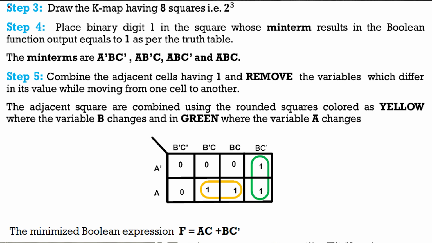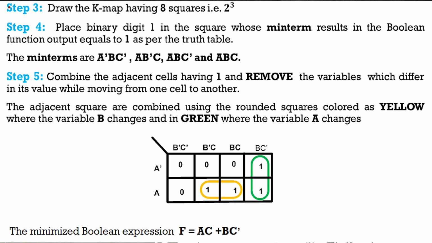So you know that the min terms for which the function f is equal to 1 are A bar B C bar, A B bar C, A B C bar and A B C. So now I put 1s in the squares where the function f has a value equal to 1. Now step 5 is to combine the adjacent cells having 1 and remove the variables which differ in value while moving from one cell to another.